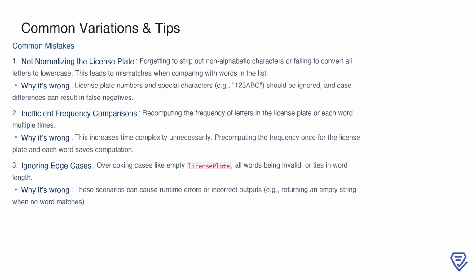Next, inefficient frequency comparisons are another common pitfall. If you repeatedly recompute the frequency of letters for the license plate or each word, it unnecessarily increases the time complexity. Instead, pre-computing these frequencies once and reusing them is much more efficient. Lastly, ignoring edge cases is a big problem. Scenarios like having an empty license plate, all words being invalid, or multiple words tying in length need to be accounted for, as missing these can lead to runtime errors or incorrect outputs. For example, if no word matches, returning an empty string incorrectly might cause issues depending on the problem's requirements.